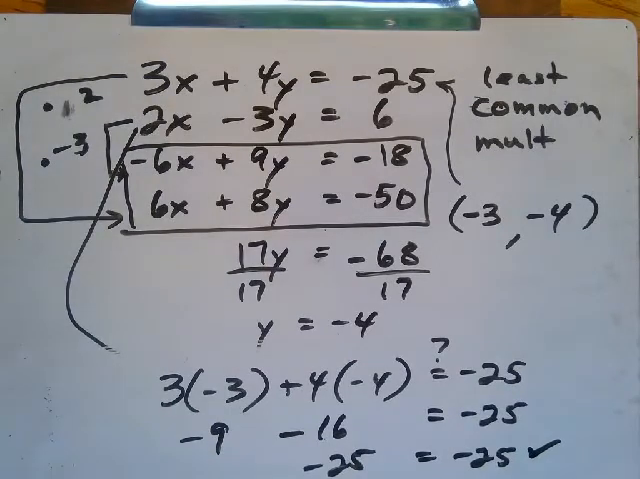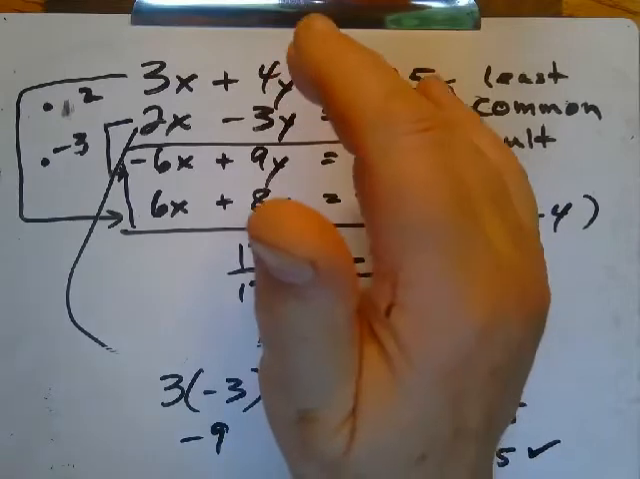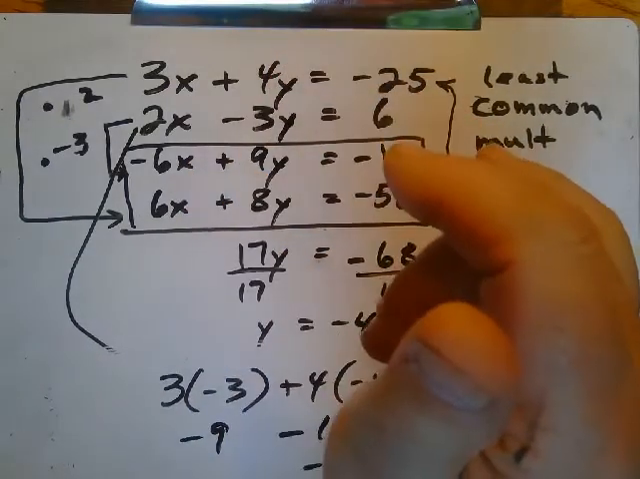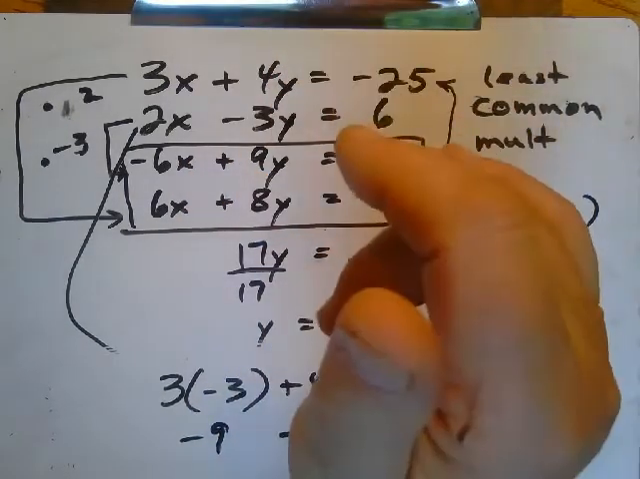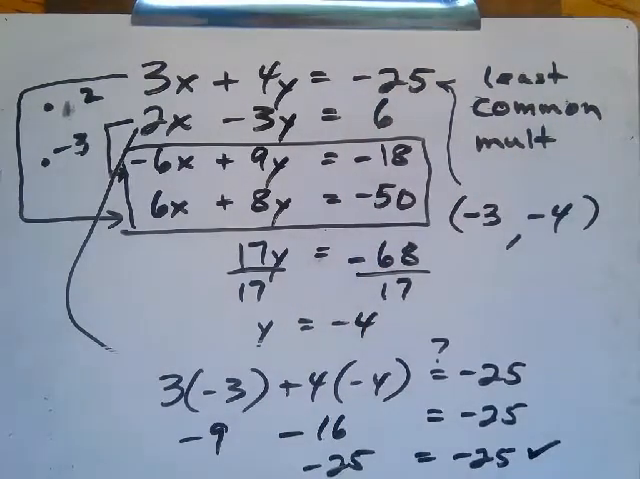So what you see when we do these equations is that you may have to multiply both equations by something different to get one of the variables to go out. Let's look into something else here.